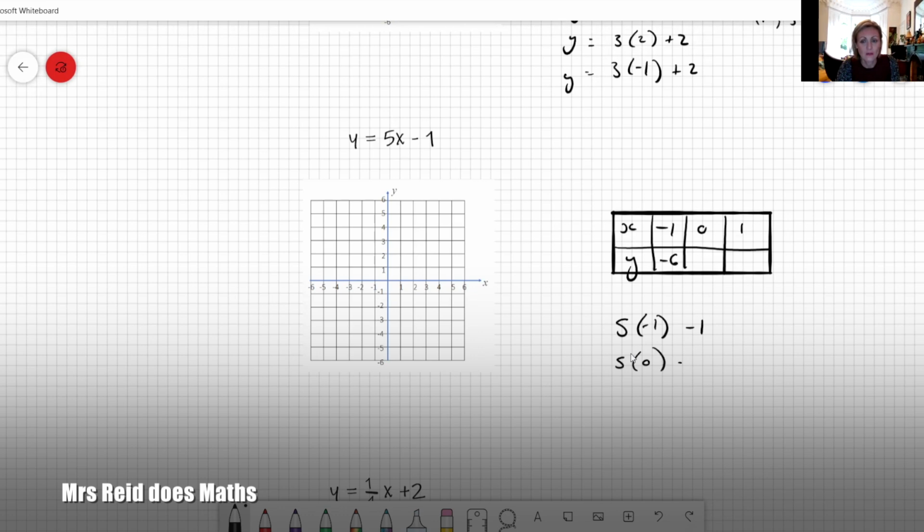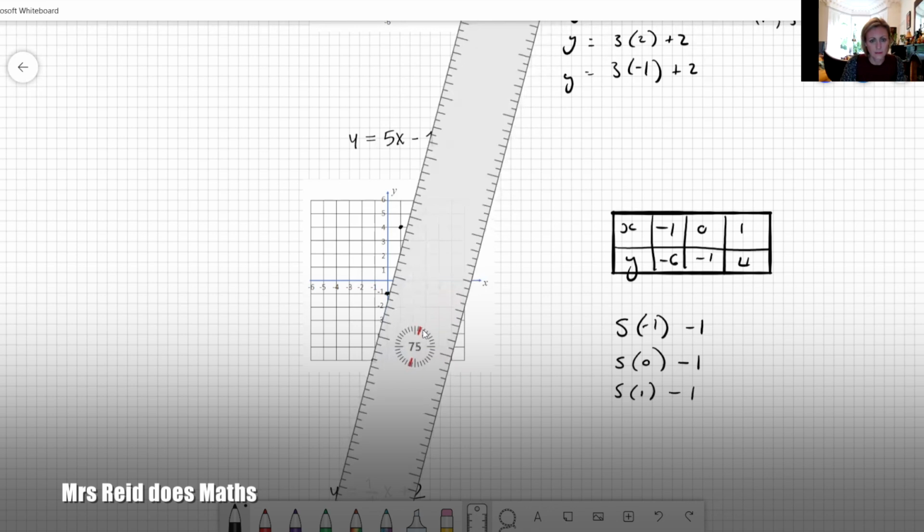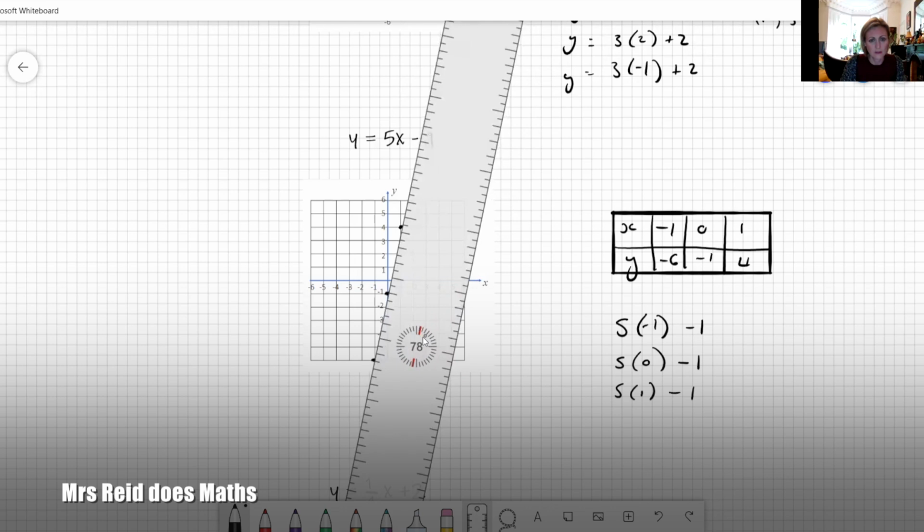5 times 0 minus 1 is minus 1. And then 5 times 1 minus 1 is 5, take away 1, which is 4. So my coordinates are minus 1 across, minus 6 down, 0 across, minus 1 up, and 1 across, 4 up. And then sketching my line. It'll be a bit more steep here because the gradient this time is 5, not 3, so the line is more steep. And that's us.